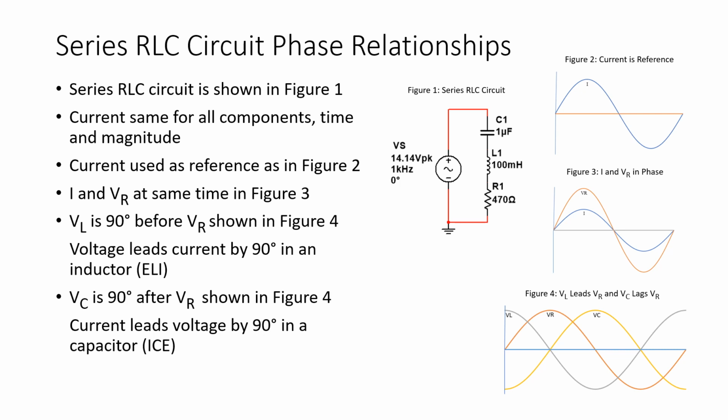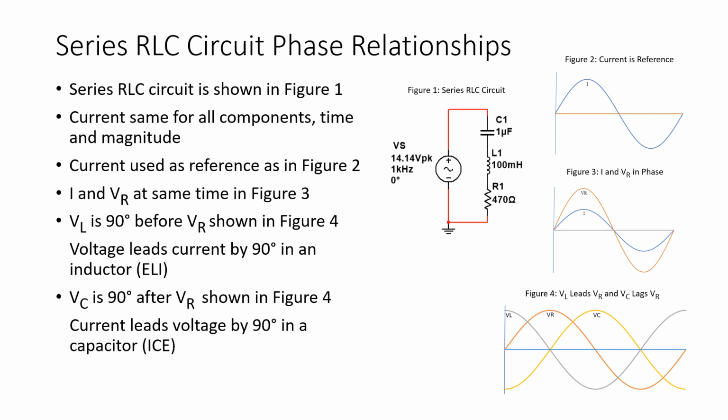Now, in a purely resistive element, there is no lead or lag time with respect to the current flow through the resistor and the voltage dropped across the resistor. So, as illustrated in Figure 3, the current and the resistor voltage are in phase with one another.